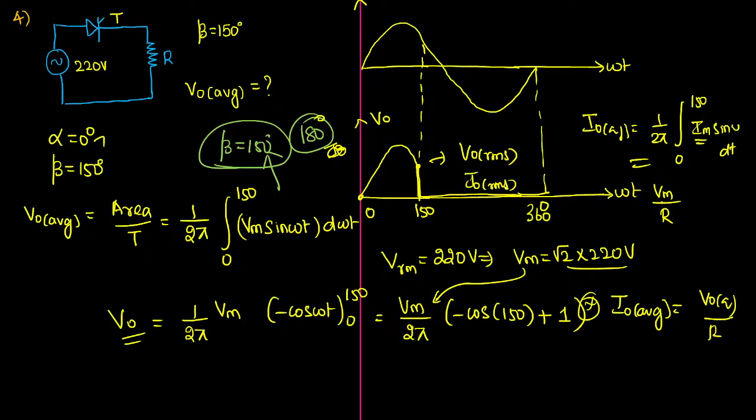Don't calculate these values directly, because now we all know we can estimate the value of I naught RMS directly from V naught RMS. This relation we know, but my suggestion is to separately derive the formulas, area by time period, then do the integration step by step, because you have to practice.